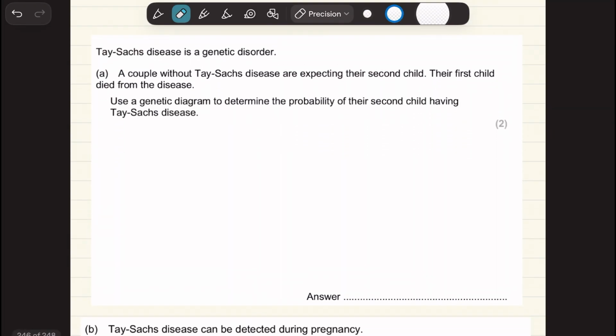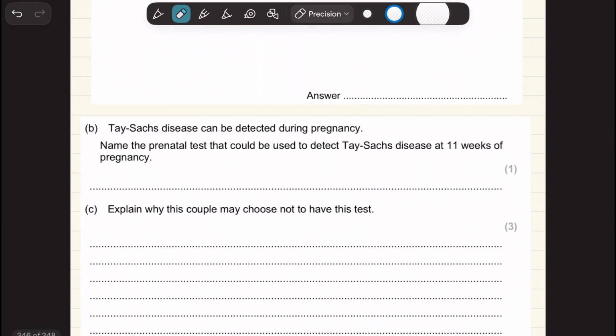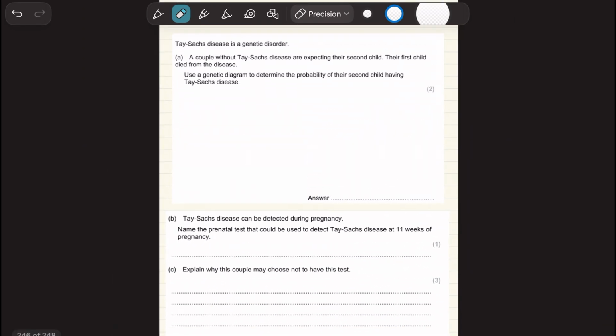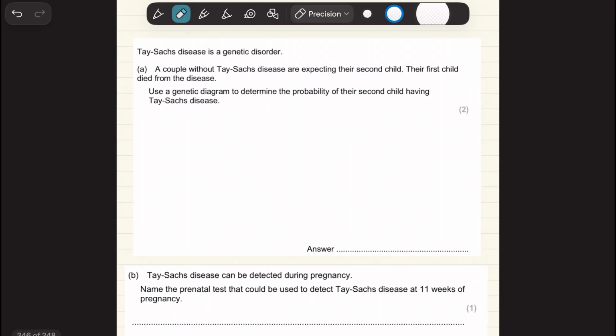Okay, so it is question time. Now, first one, you're drawing a genetic cross for me, please. Similar to what we've done in other lessons. And then now this is going to be more about genetic screening. Name the prenatal test and why might the couple not have that test. So we'll leave both of the questions on screen for you to be able to see. Have a go, please, and we'll get into the answers.